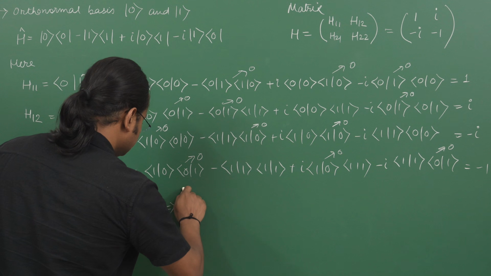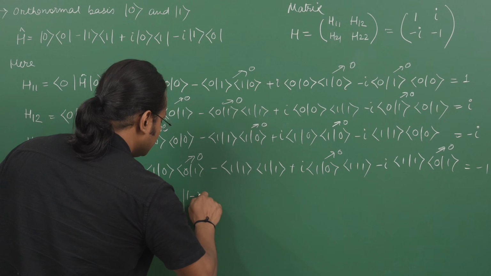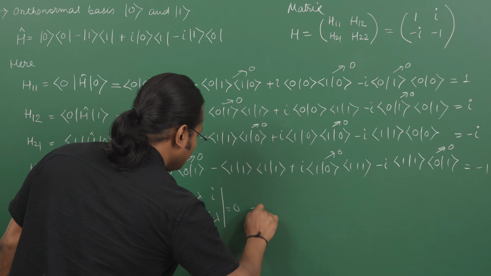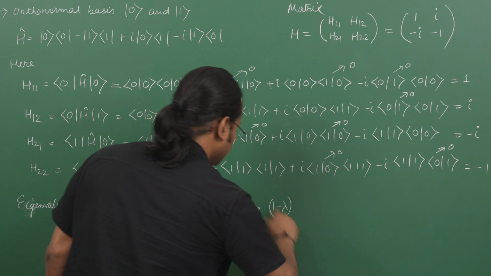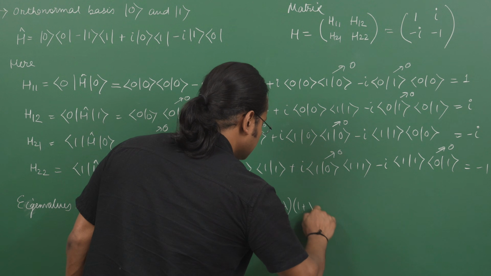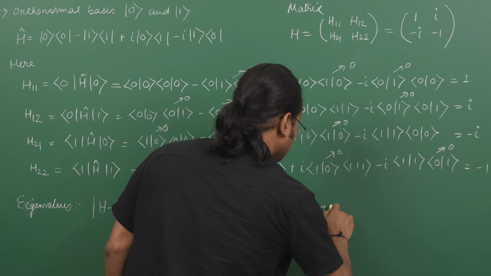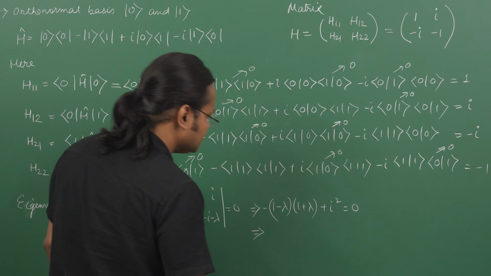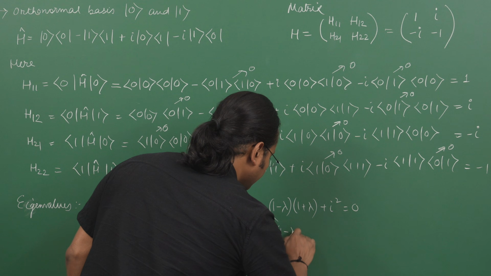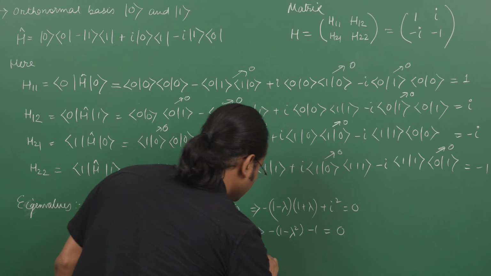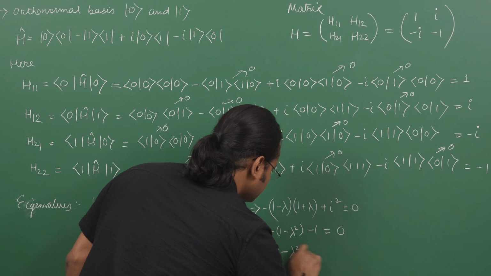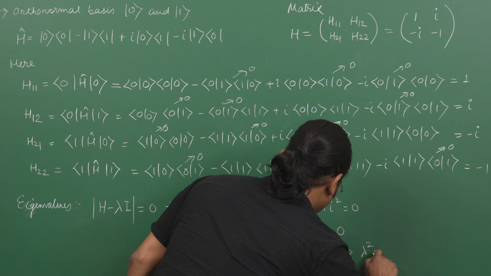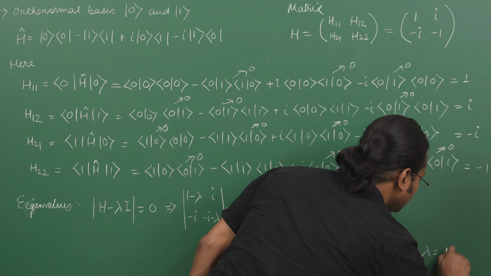So what is this? This is nothing but the determinant of 1 minus lambda, iota, minus iota, minus 1 minus lambda, equal to 0. That is nothing but (1 minus lambda) times (minus 1 minus lambda), minus iota squared, equal to 0, which gives us minus (lambda plus 1)(lambda minus 1) minus iota squared, so 1 minus lambda squared is equal to minus 1, which means lambda squared is equal to 2, or lambda is equal to plus minus root 2.